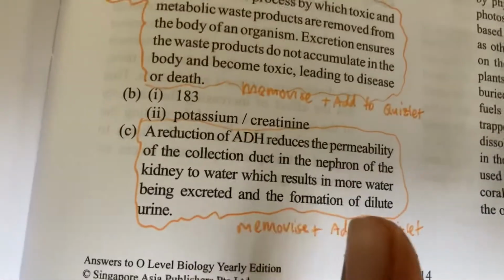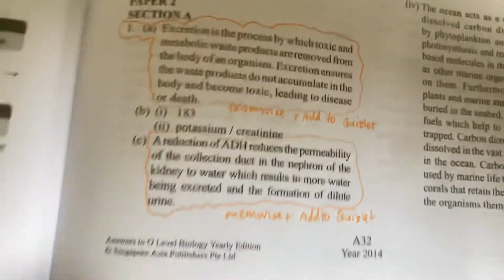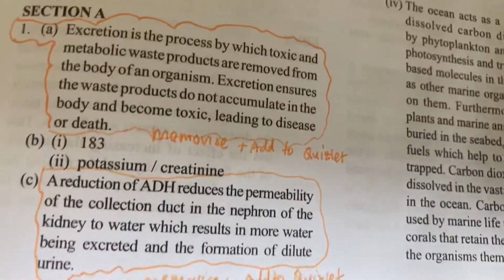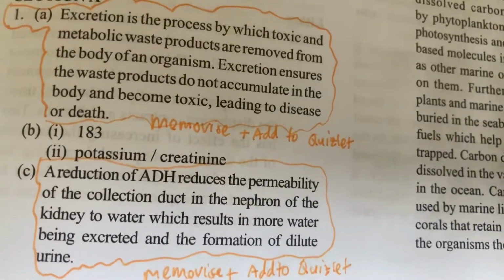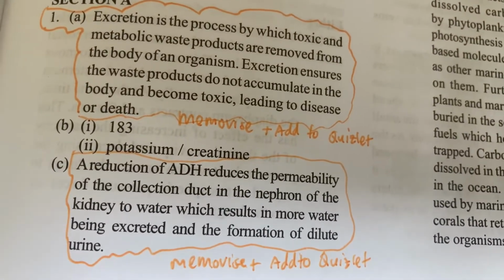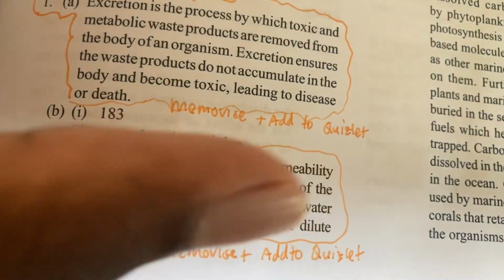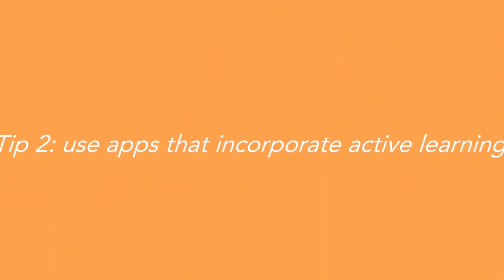I did it for the second one as well. So as you can see, just do this for every topic, and then you can easily get your A1 and excel at biology. I'm pretty sure this is the number 1 secret that allowed me to get my distinction for bio. So I hope it helps.